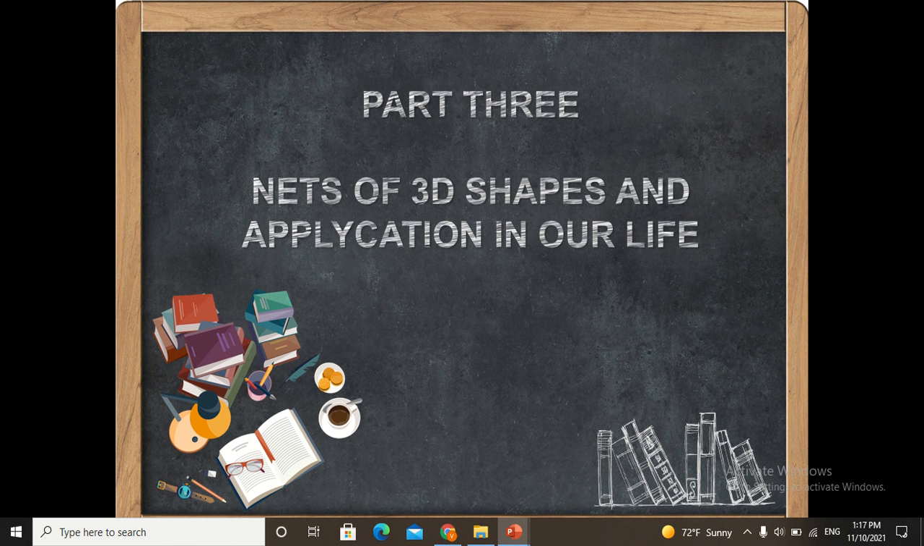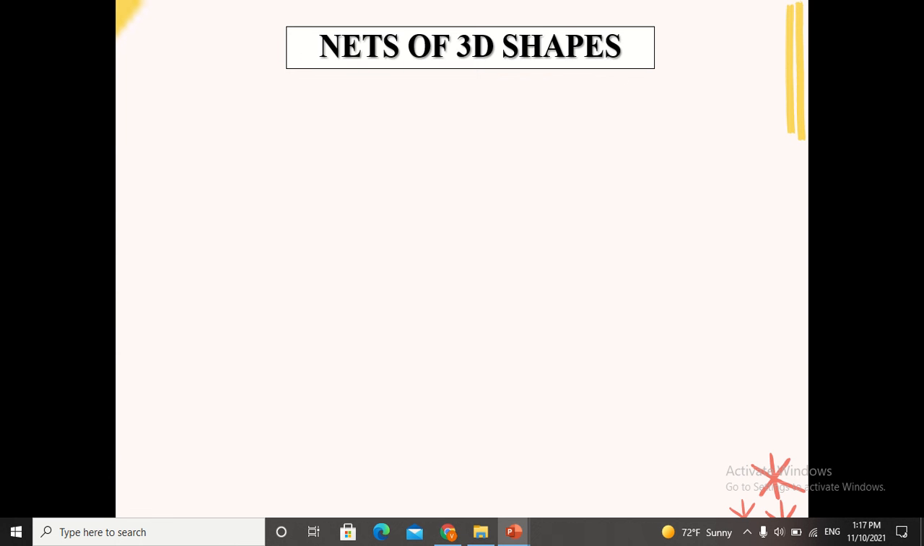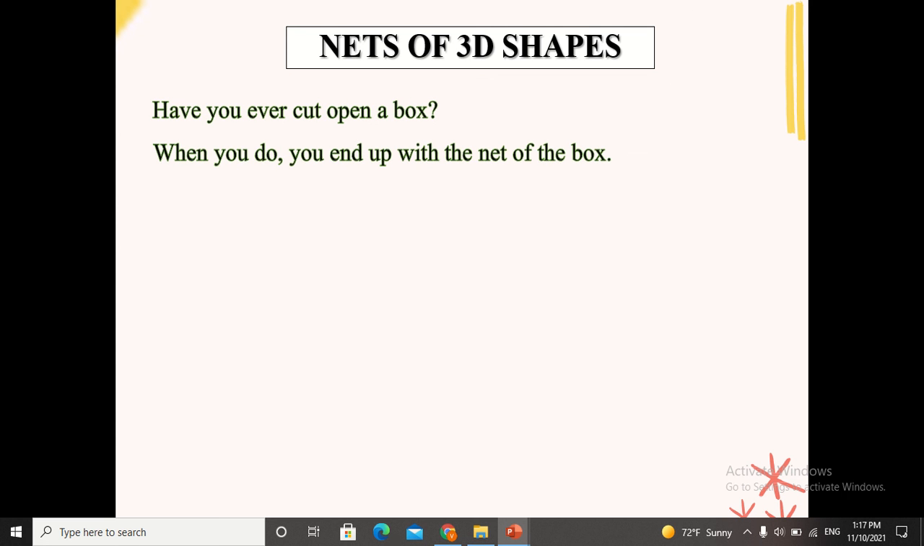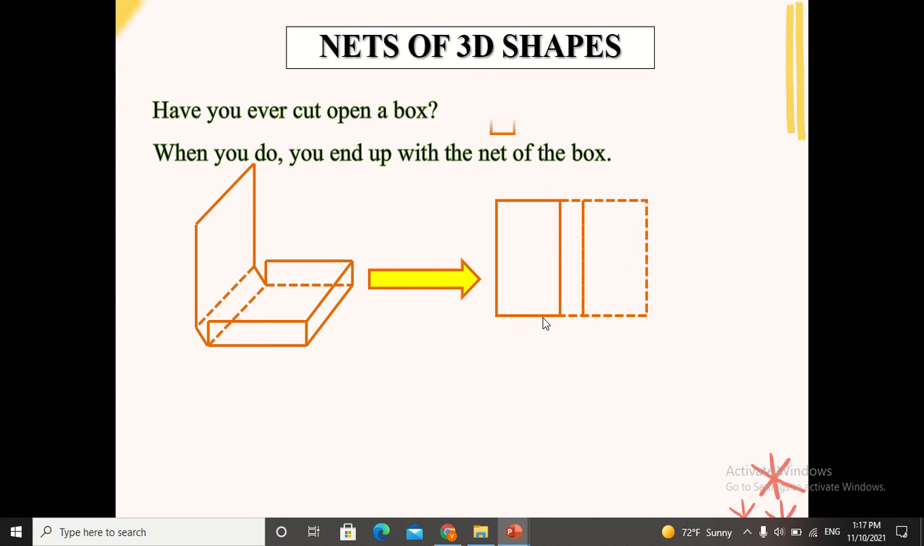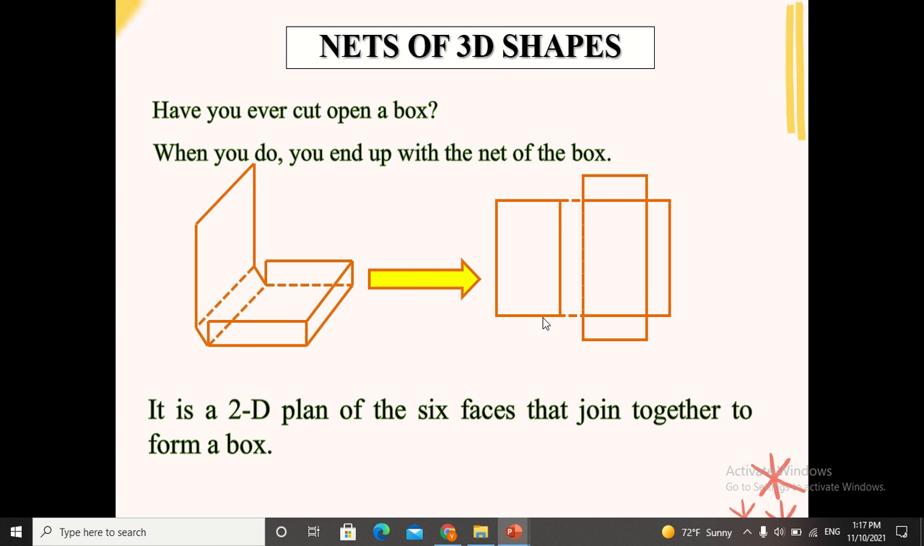Part 3. Nets of 3D shapes and application in our life. Nets of 3D shapes. Have you ever cut open a box? When you do, you end up with the net of the box. This is a cube opened, and this is a 2D plan of the six faces that join together to form a box.